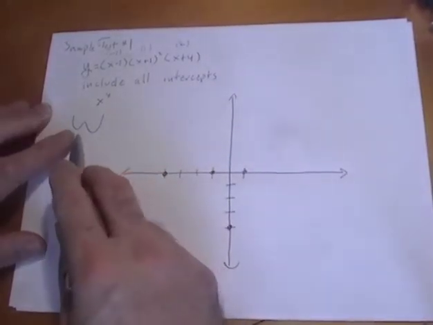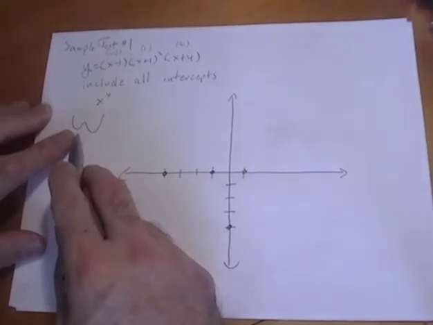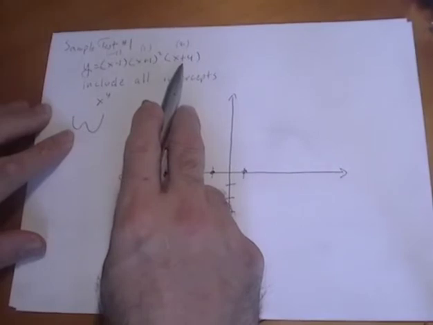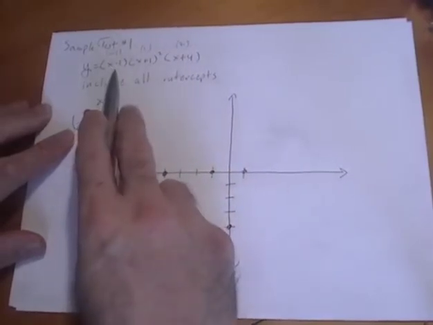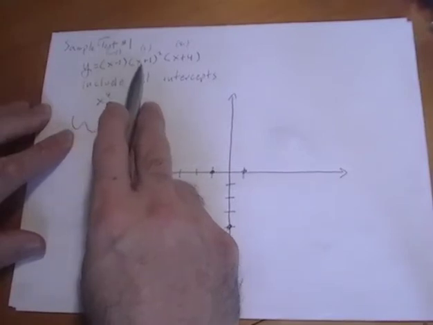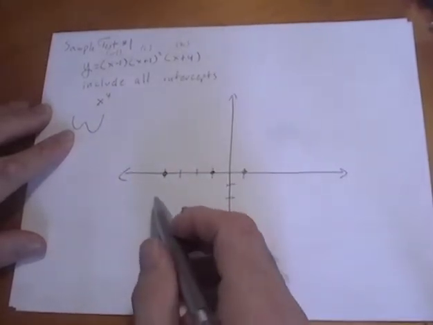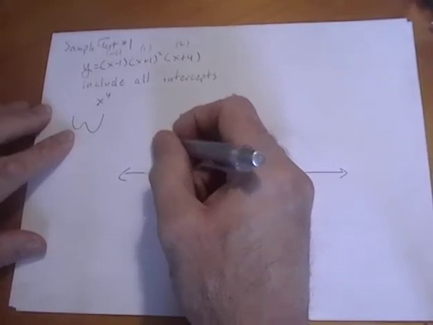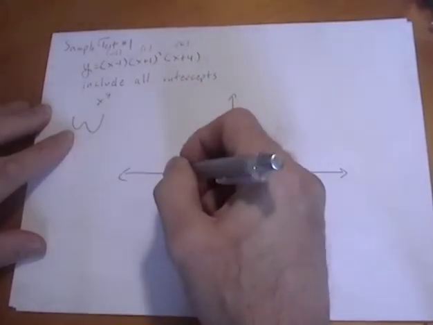Now, to figure out the behavior, if it's a single root, as in the case with x plus 4 and x minus 1, it's going to pass through. A double root would bounce, and a triple root would go through, but would go through with a slope of 0 temporarily. Reading from the left to the right, I start above the axis.